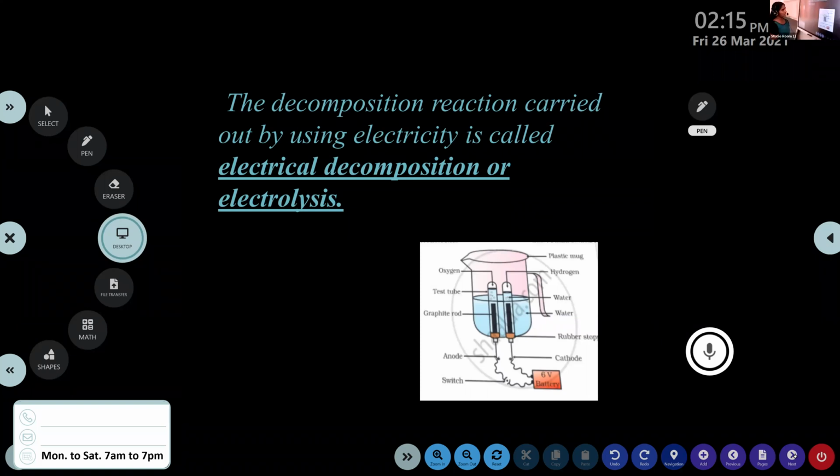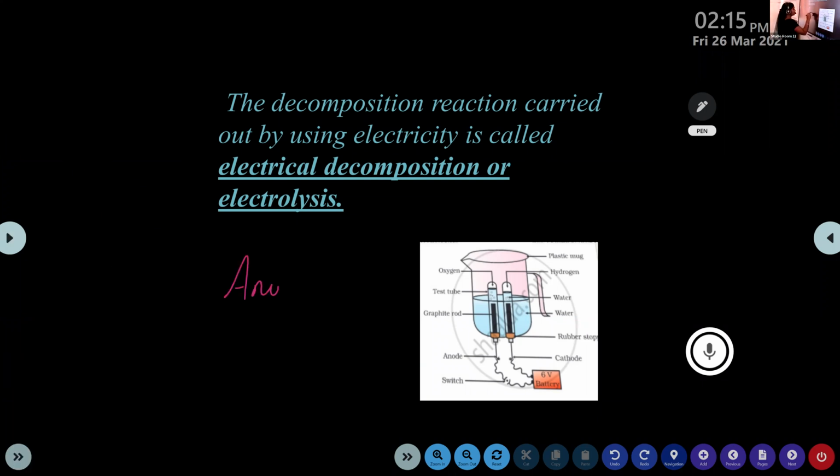The decomposition reaction carried out by using electricity is called electrical decomposition or electrolysis. And you have to note the anode is positively charged, and the cathode is negatively charged. And the oxygen ion is attracted towards the anode and hydrogen is attracted towards the cathode.